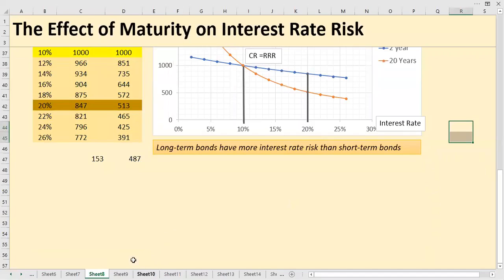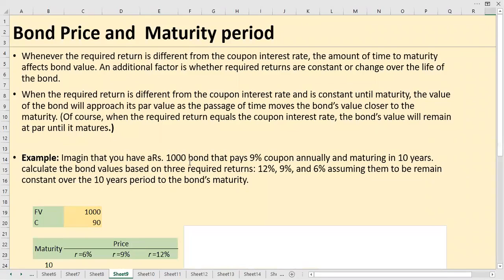So let me move into the next slide. In the next slide, we are going to understand what will happen to the bond price when the maturity period is higher.